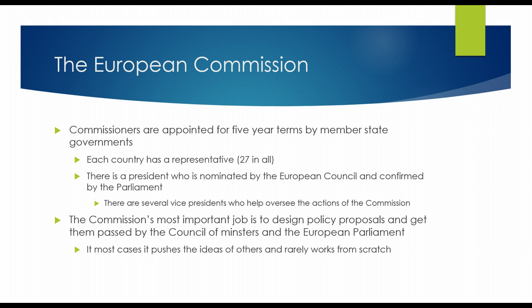So when we look at the people who run the European Commission, they're called commissioners. And they are appointed for 5-year terms by member state governments. So Great Britain appoints one, France and Germany, and all the other member states, they all pick a commissioner. There is a president of the Commission, and they are nominated by the European Council and are confirmed by Parliament. There are several vice presidents who help oversee the actions of the Commission.